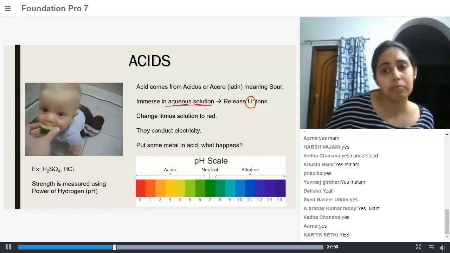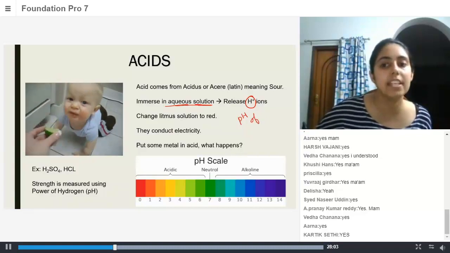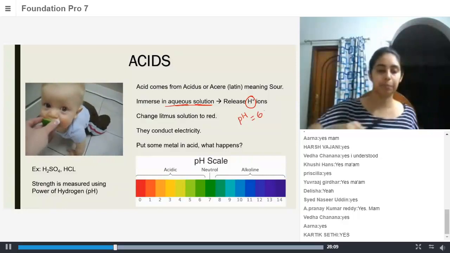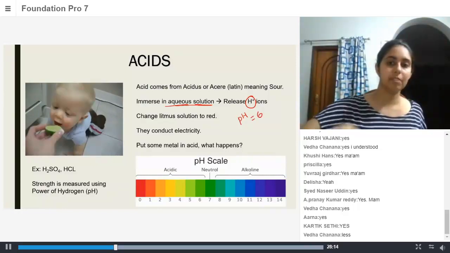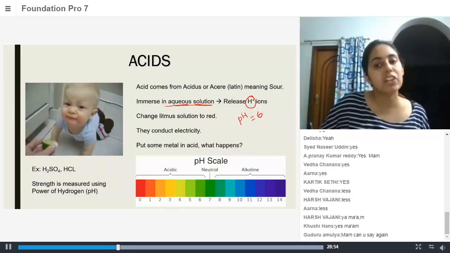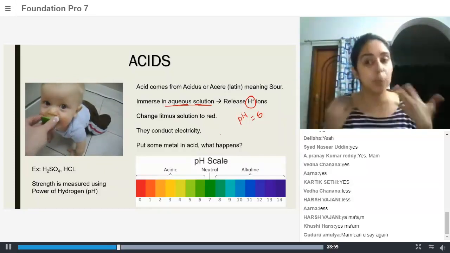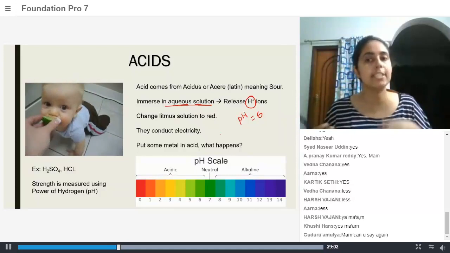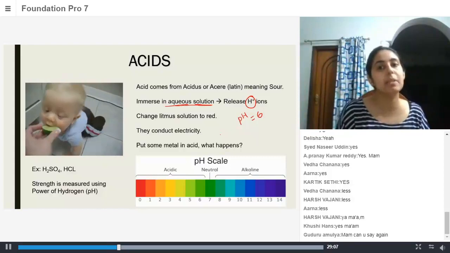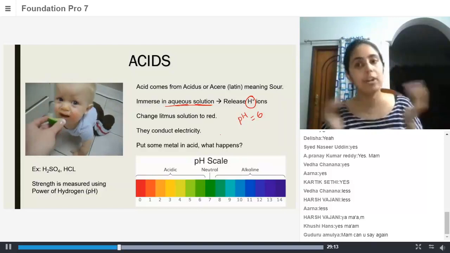So if I tell you the pH of a substance is equal to 6, is it more acidic or less acidic? It's less acidic. Very good. So pH means power of hydrogen. The more H plus ions a substance releases, the more acidic it is. If it releases fewer H plus ions, it is less acidic. If it releases more H plus ions, it is more acidic.